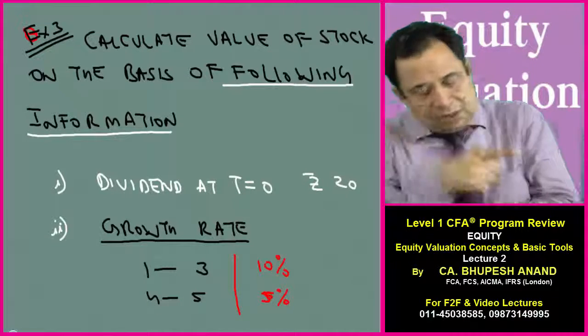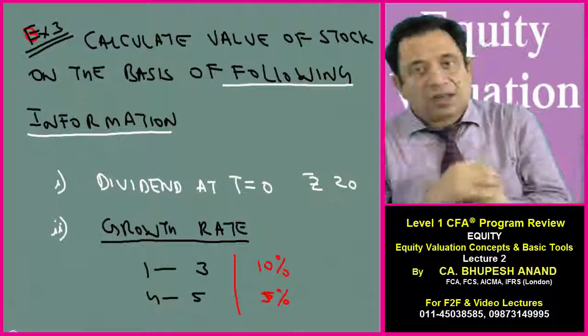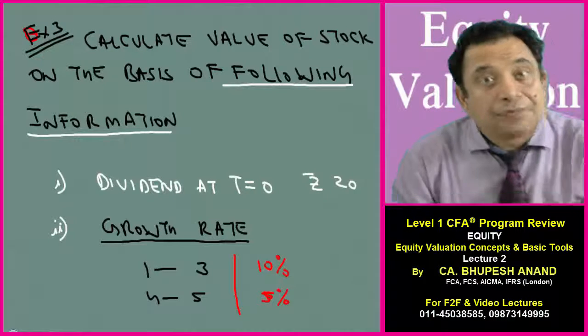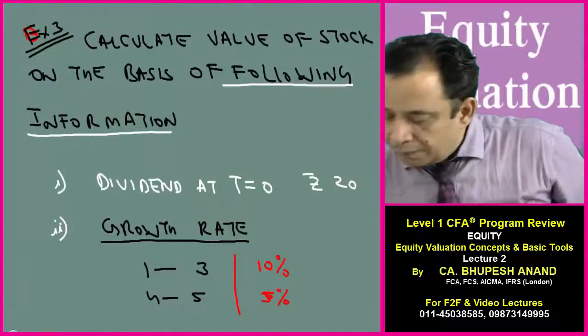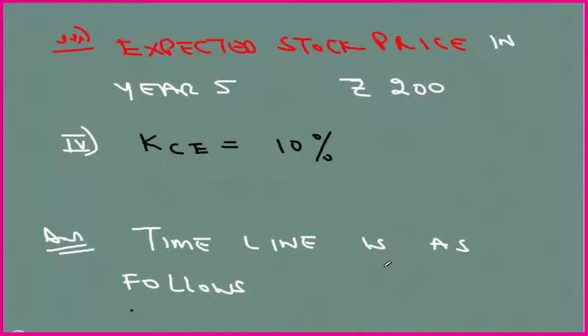1 to 3 means in first year, in second year, as well as in third year, the growth rate is 10%. In fourth year and fifth year, the growth rate is 5%. And the expected stock price at year 5, it means I will be selling it at the end of fifth year, is $200, and the cost of equity, that is the appropriate discounting rate, or the CAPM, as it can be calculated either way, is 10%.